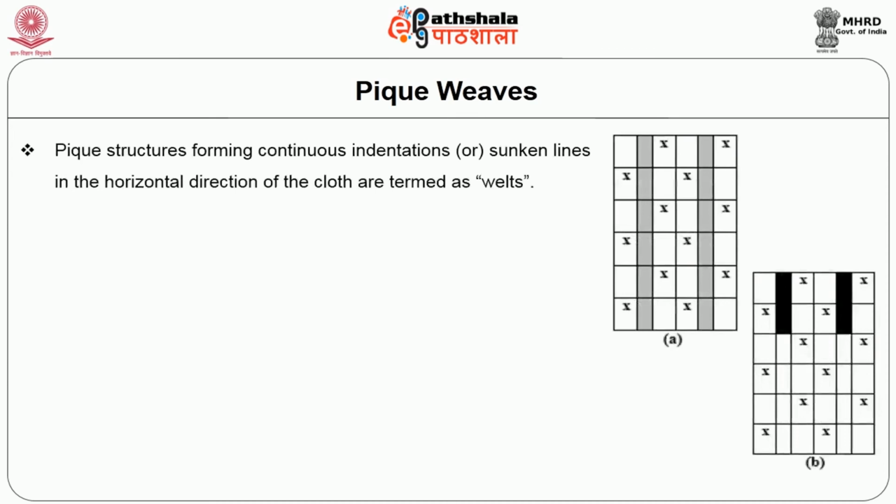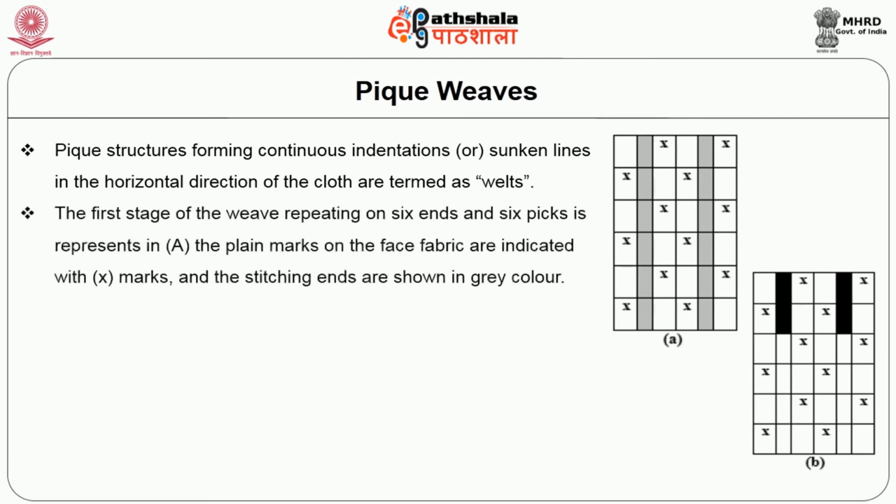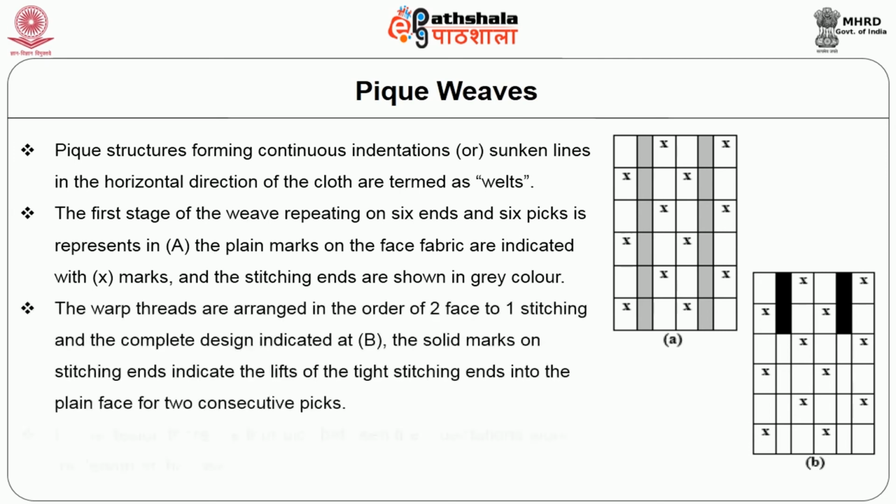Piqué structures forming continuous indentation or sunken lines in the horizontal direction of the cloth are termed as welts. The construction of the ordinary welt structure is illustrated in figure 7.1a and b. The first stage of the weave repeats on 6 ends and 6 picks, as represented in A. A plain mark on the face fabric is indicated with cross marks, and the stitching ends are shown in gray color. The warp threads are arranged in the order of 2 face to 1 stitching, and the complete design is indicated at B.